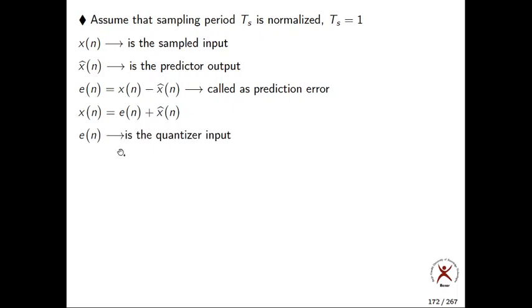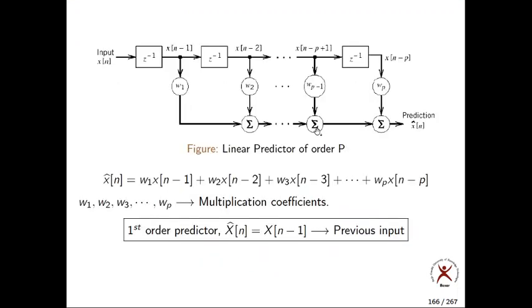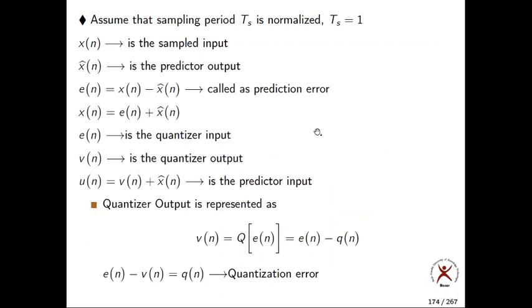E of n is an input to the quantizer. Please make a note of this. What is E of n? Input to the quantizer. Okay. What is the output of the quantizer? V of n. I am not writing Ts each and every time. Okay. Now, V of n is the quantizer output.